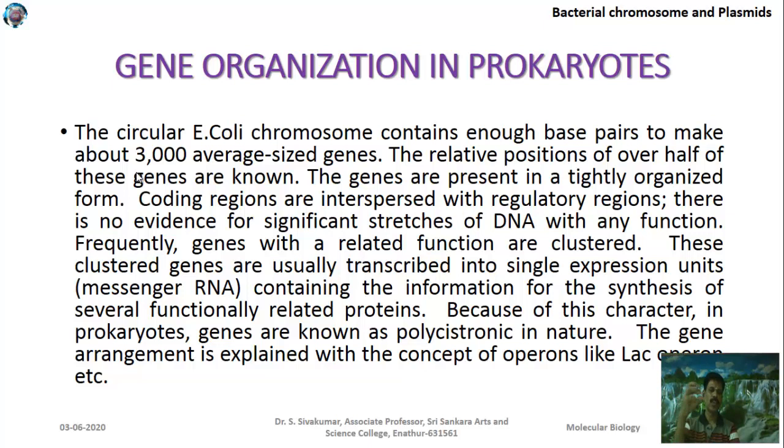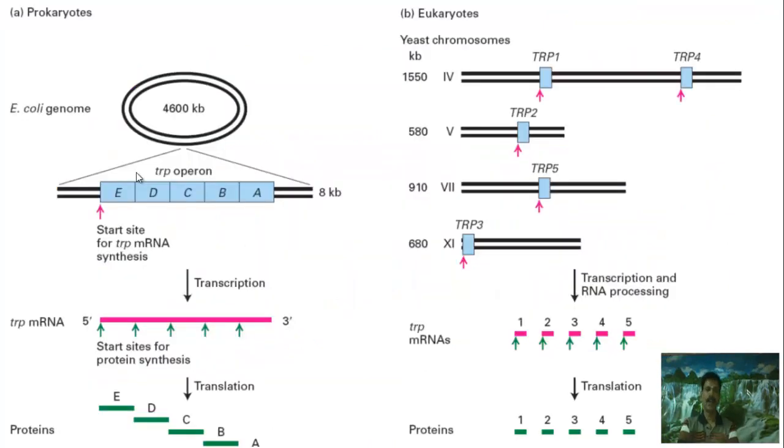The genes are usually unique in prokaryotes, not like in eukaryotes. In eukaryotes, genes are usually a single gene, and they contain introns and exons, so they are called split genes. But in prokaryotes, the genes are present in clusters, they are unique in nature, they are polycistronic in nature. So it leads to the concept of operon in prokaryotes.